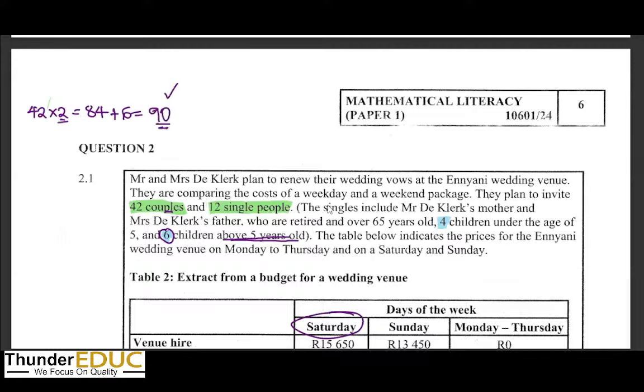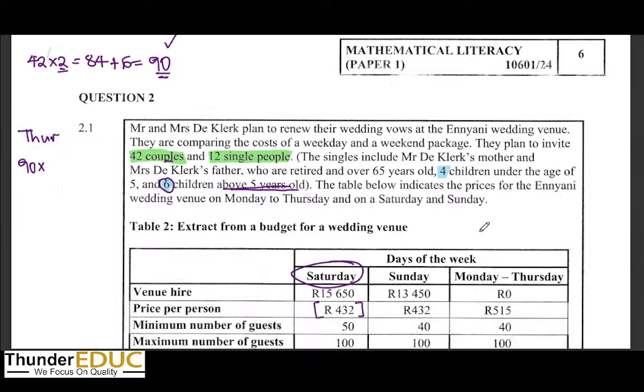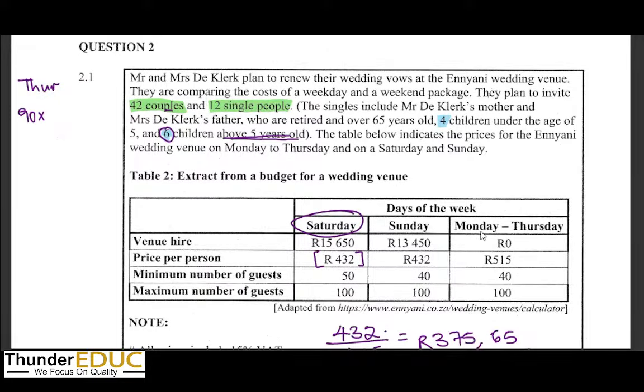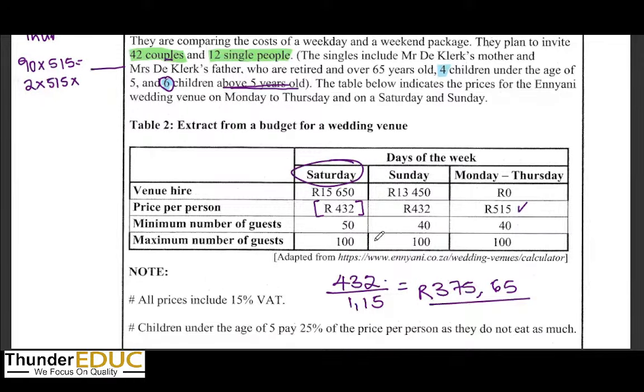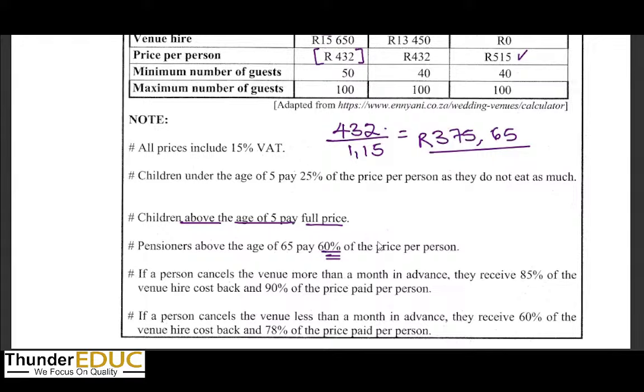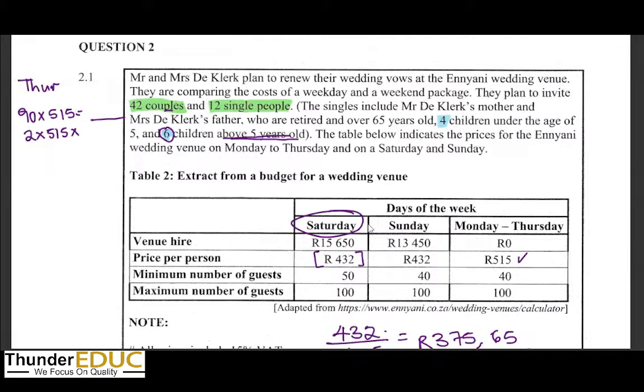That's number one. So what about the pensioners? Two pension people with a discount. Let me work on Thursday first. How much will they pay on Thursday? The 90 will pay a full amount. On Thursday, we are looking at this. They will pay 515. That's the money they will pay. Then the pension people, they are two. Each pays that much times. Remember, there's a condition here that says those who are in pension will only pay 60% of the price per person. So we multiply here by 60%.